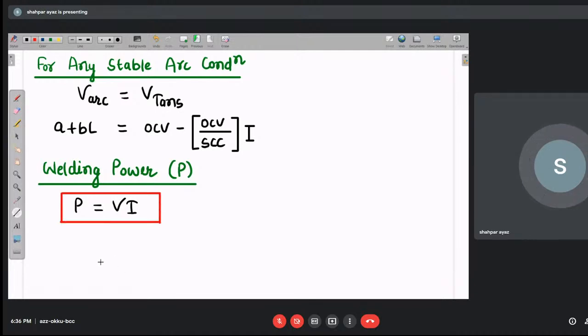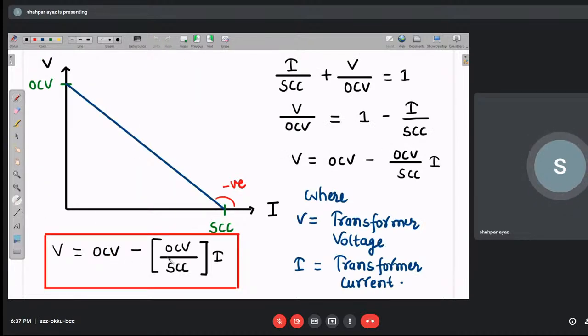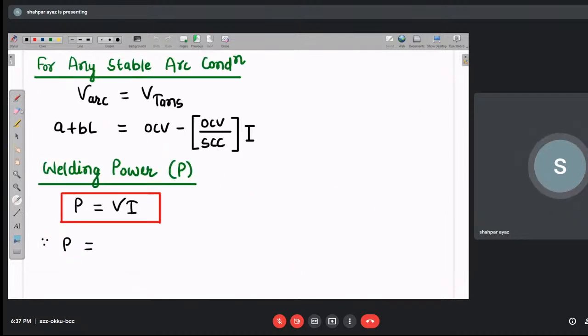Now, our objective is to get the maximum welding power condition. So to get maximum welding power, what are we going to do? Let's see. We know the voltage is OCV minus OCV by SCC into I. So we can put the value of voltage here: OCV minus OCV by SCC into I, into I, right?